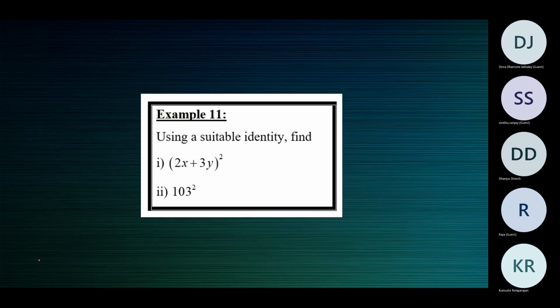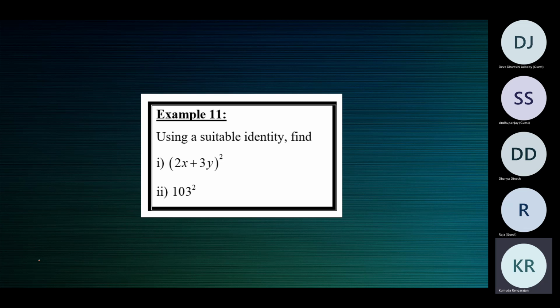All right. Now look at this, children. Let's do 103 the whole square first. Now the heading is using a suitable identity, find. So when it is 103 the whole square, you should not do 103 into 103 and find the answer. That is 4th standard, directly multiplying like we do in 4th standard and giving the answer. It's not the correct method. It will give you the correct answer, but that's not the correct method.